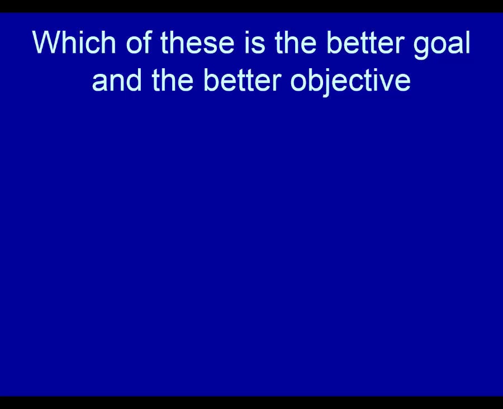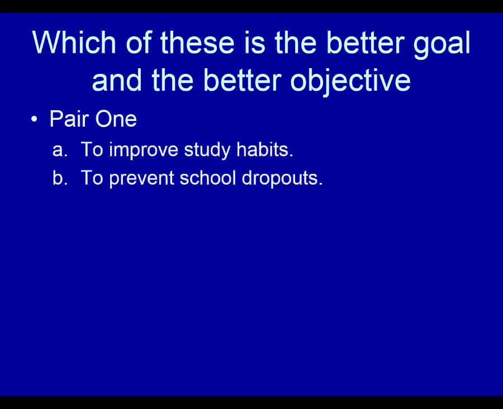Let's test you out a little bit here. Which of the following is the better statement of the objective? Pair one. What's better as the objective there? Well, I would say improving study habits is a measured amount of progress toward preventing school dropouts. You improve study habits because you think it will lead to preventing school dropouts. So A would be the objective, B would be a better statement of the goal.